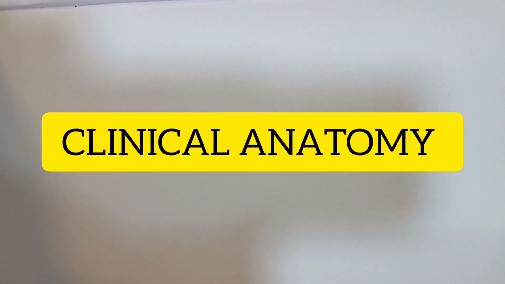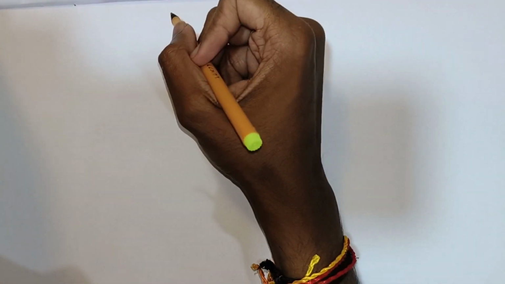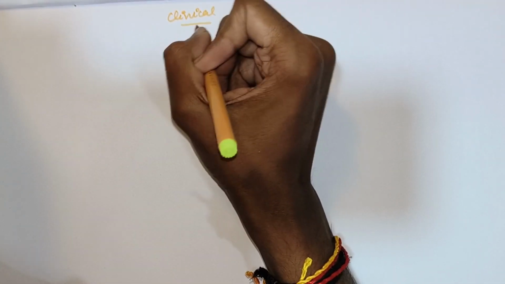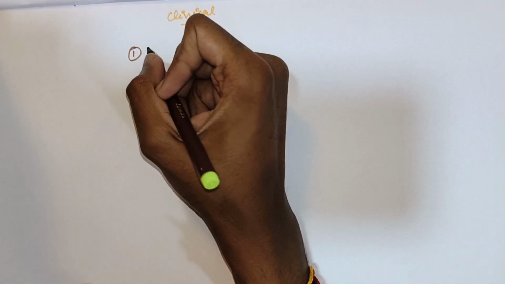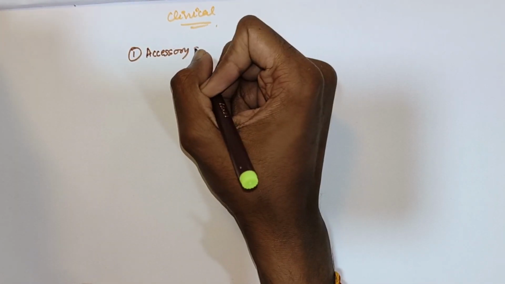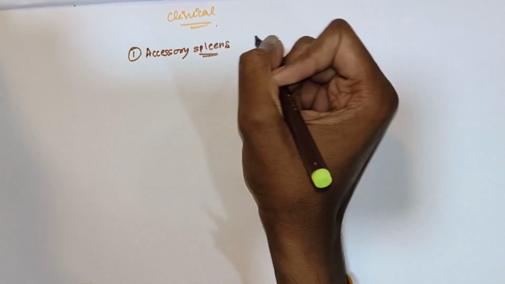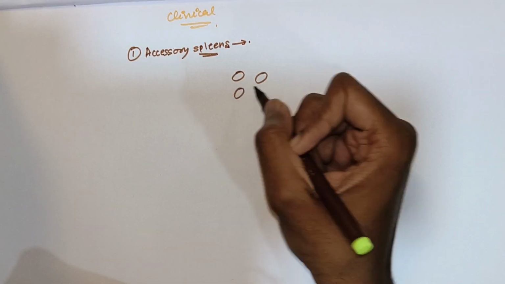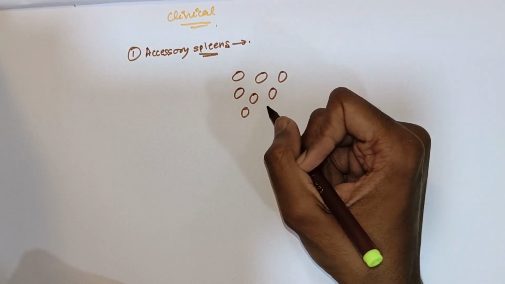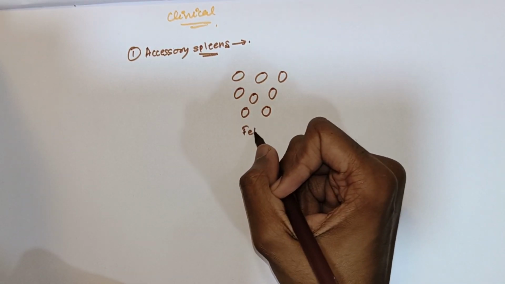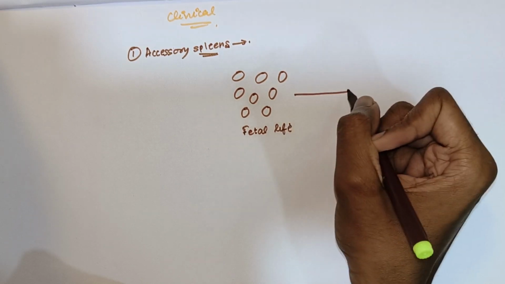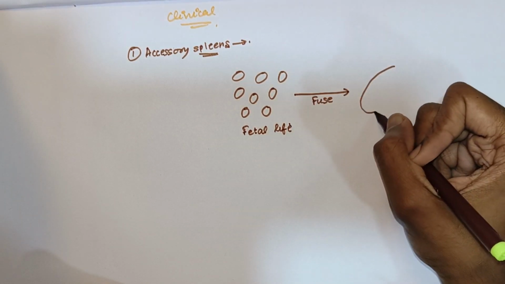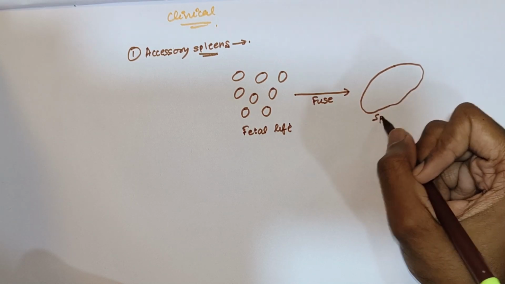In the final part of the video, let's talk about the clinical anatomy of the spleen, which is important. The first being accessory spleens. Now, in fetal life, the spleen is present in the form of small condensations of mesenchymal cells. This is during fetal life. Later, they fuse together to form a single mass of tissue, which is known as the spleen.